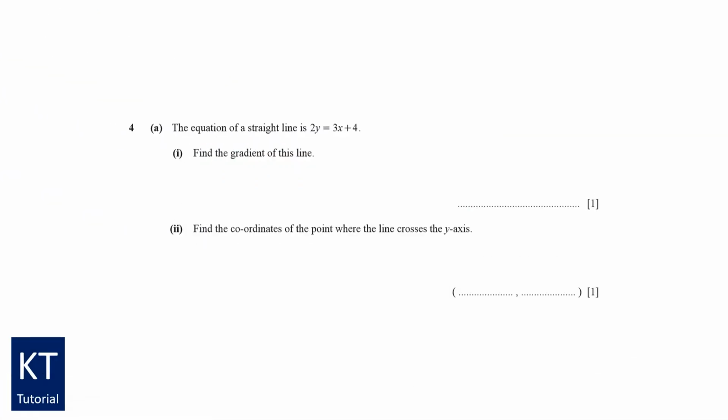Question 4. The equation of a straight line is 2y equals 3x plus 4. Find the gradient of this line. By expressing the equation with y as the subject, the gradient is 3 over 2. Next, find the coordinates of the point where the line crosses the y-axis. This is the coordinates (0, 2).